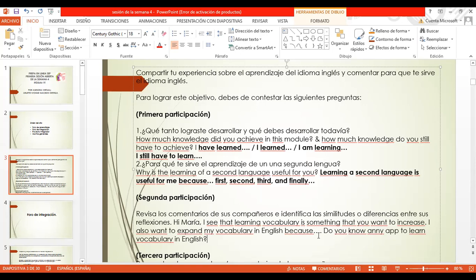Entonces, bueno, tú le puedes preguntar a tu compañero o compañera cualquier tipo de cosa con respecto a lo que él o ella haya puesto sobre el aprendizaje del inglés. O bien, si tu compañero te dice, I have problems with grammar, I don't know what to do, tengo problemas con gramática, no sé qué hacer, bueno, tú le puedes sugerir algo. O también puedes decirle qué te ha funcionado a ti.